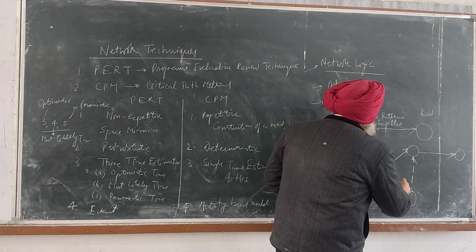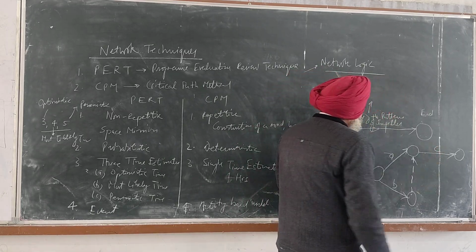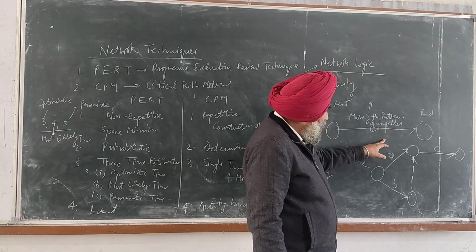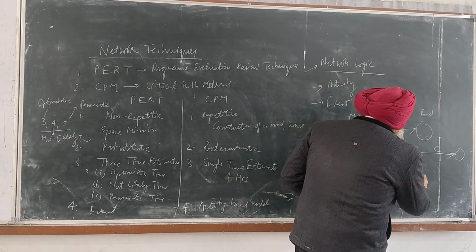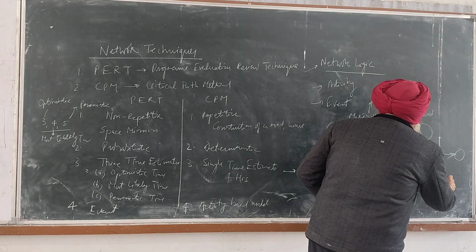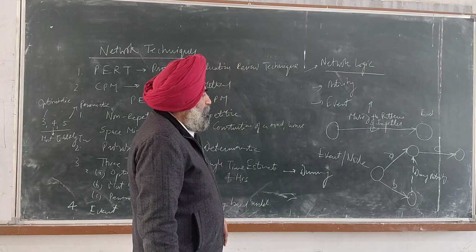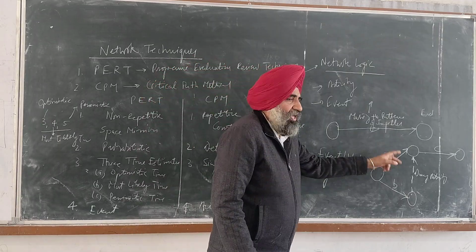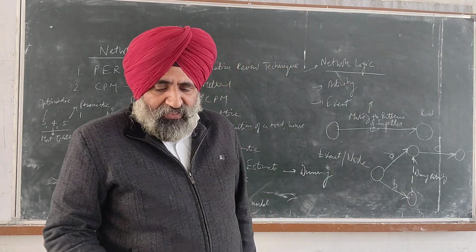This is activity A, this is activity B, and activity C is dependent on both B and A. For that, we have to introduce the dummy activity. Clear? It does not consume any resources, but it helps in the completion of the network. This is the role of the dummy activity.